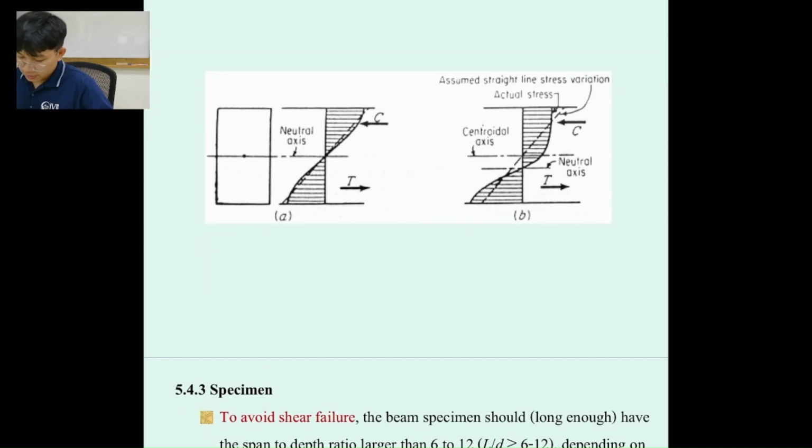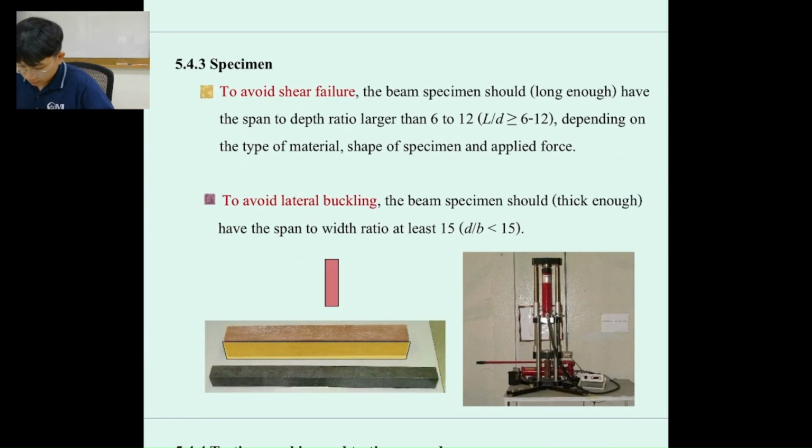Okay, so these are the actual stresses on the members, but when we use them in the calculation, we can simplify it to make it easier to calculate. So we can just make it a triangle over here. All right. So for the test specimen, we have two test specimens at the lab.